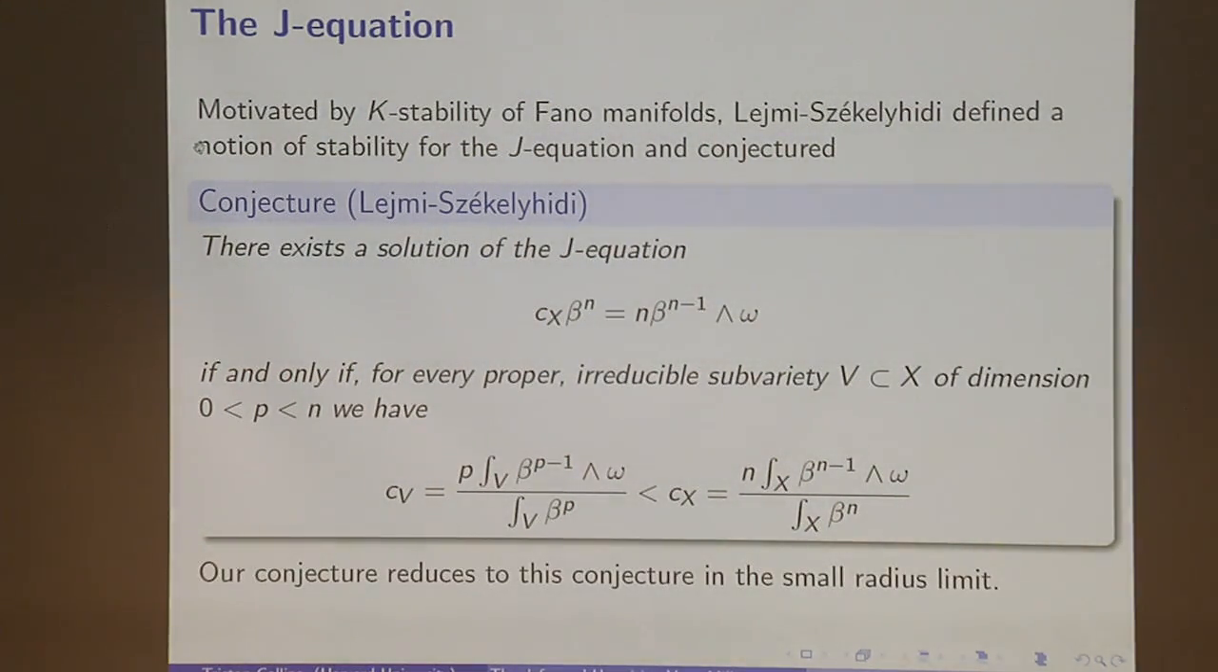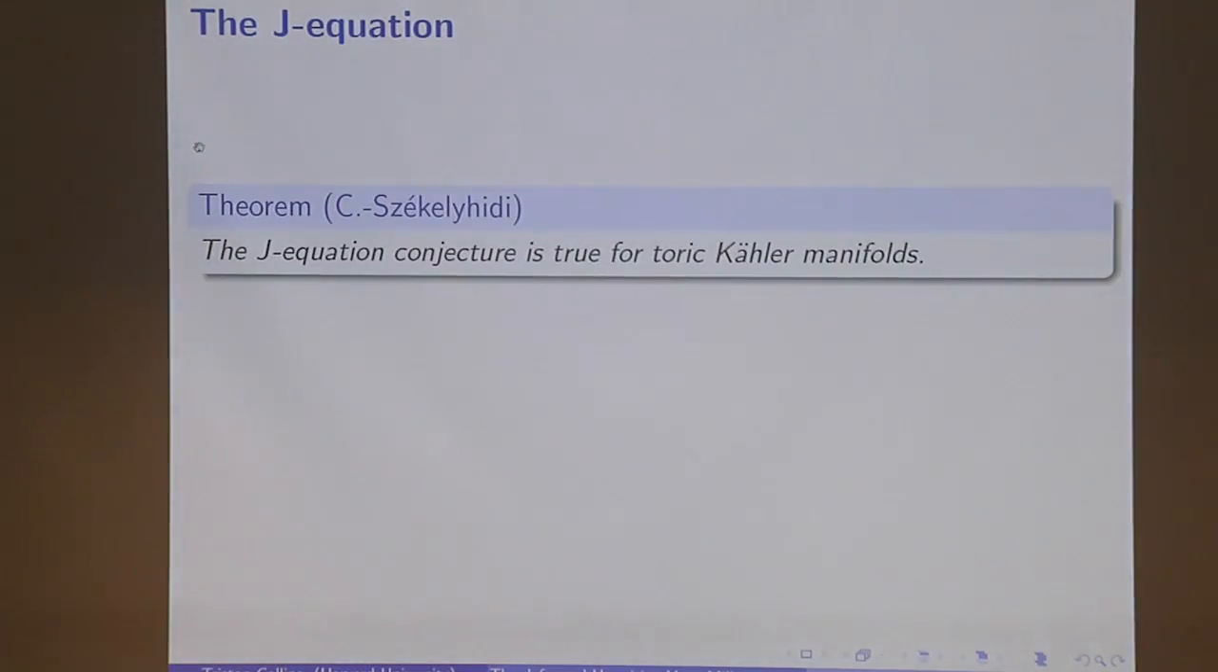Okay, so I should say that our conjecture reduces to this conjecture. Up to taking some tangents or arctangents, our conjecture is the same as this conjecture. This conjecture is now proved, at least in the case of toric Kähler manifolds. This is joint work with Gábor Székelyhidi, not Laszlo, who we heard about earlier, the Székelyhidi brothers.